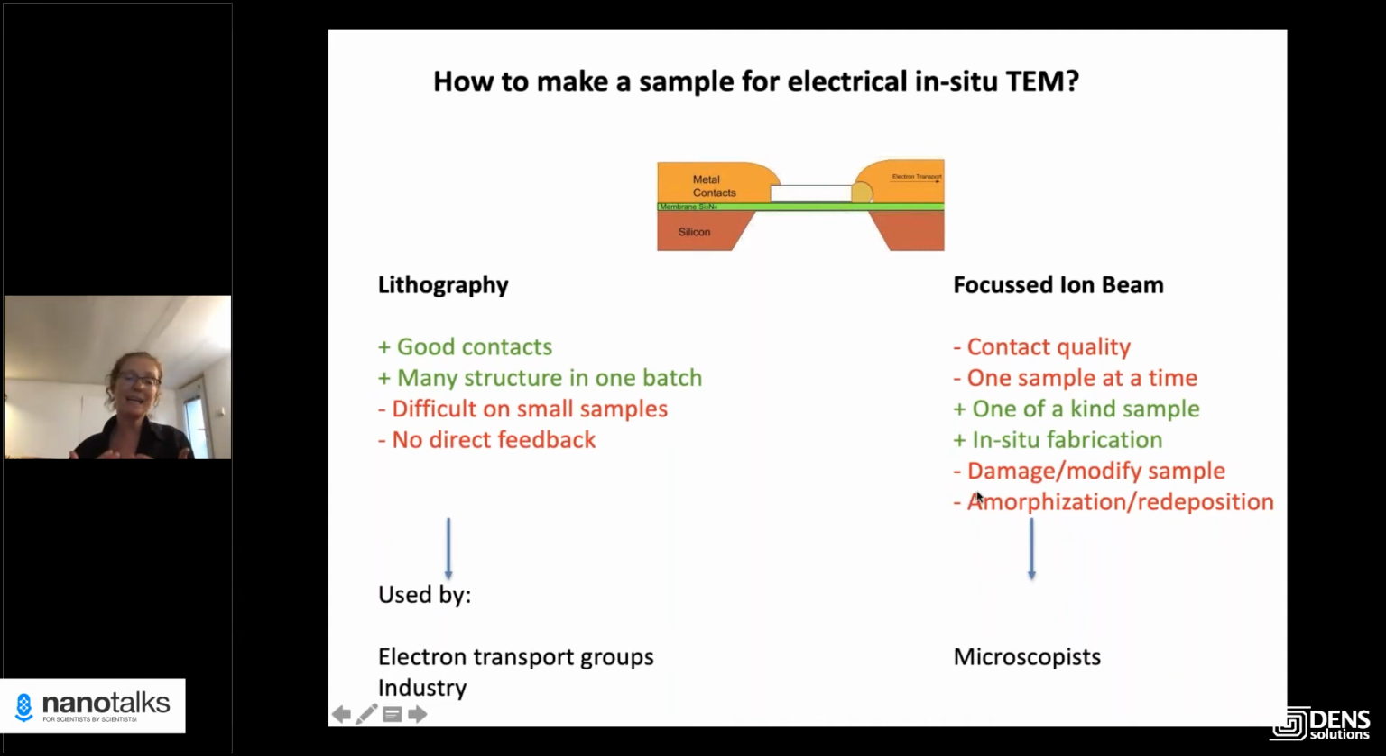Because you have this highly energetic ion beam, you may risk damaging or modifying your sample. This is related to potential surface amorphization or redeposition. So both techniques have their advantages and disadvantages, and it really depends on what you want to do, what is best. What I will show you today is based on lithography.